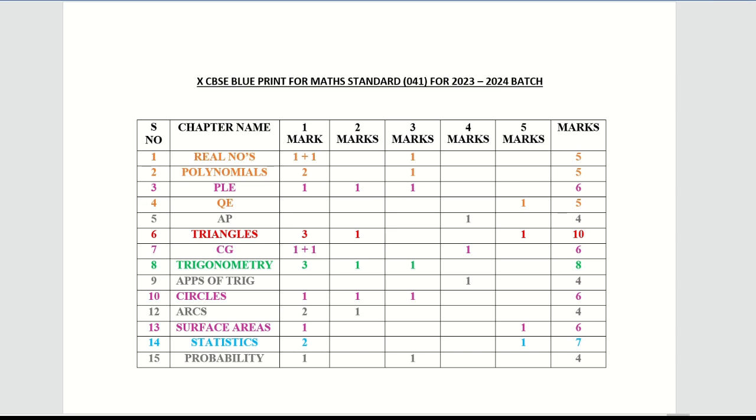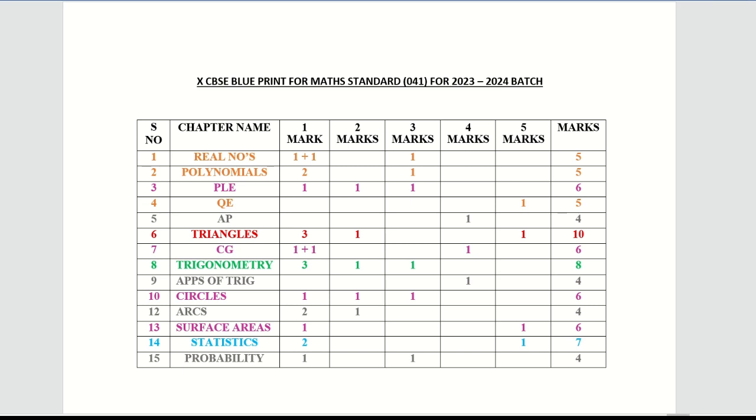And now comes probability, wherein you have got only 1 MCQ, 1 three-mark and 1 four-mark question. I think now with this planning, you guys can clearly understand the various distribution of marks and how the questions are being distributed from various chapters, so that when we go to the actual preparation it will be very easy for you guys to follow up.